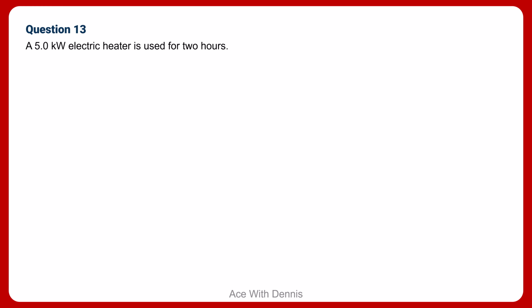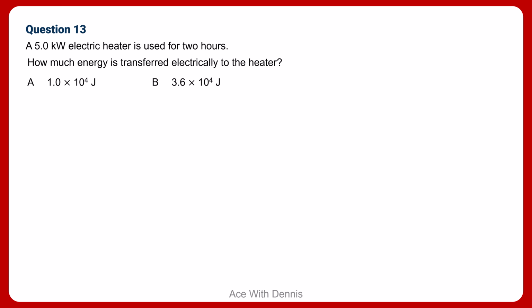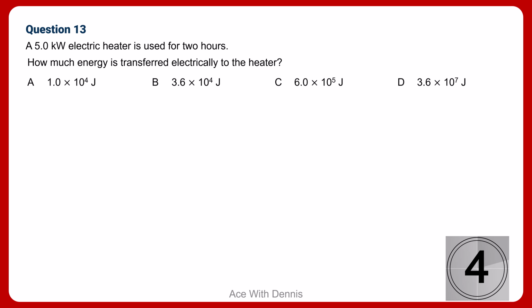Question 13. A 5.0 kilowatt electric heater is used for 2 hours. How much energy is transferred electrically to the heater? A. 1.0 times 10 to the power 4 joules. B. 3.6 times 10 to the power 4 joules. C. 6.0 times 10 to the power 5 joules. Or D. 3.6 times 10 to the power 7 joules.